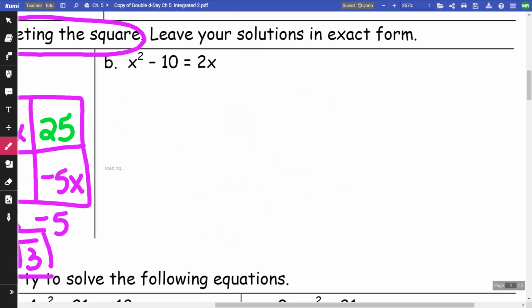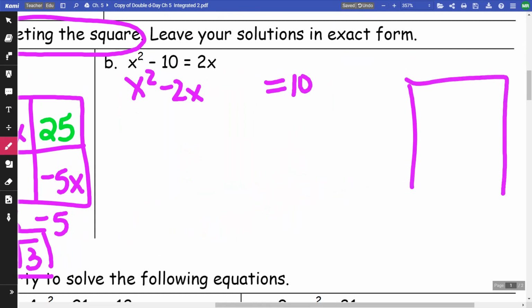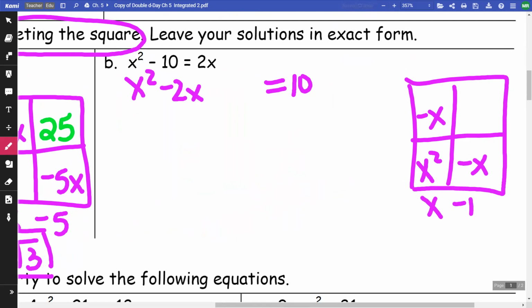On B, I'm going to have my x squared here. I'm going to subtract my 2x, and I'm going to add the 10 to the other side. And I'm going to complete the square. So this is an x squared. I'm going to split my negative 2x as a negative x and a negative x. So this is an x minus 1, x minus 1. And negative 1 times negative 1 is a 1. So I'm going to add 1 here and add 1 here.